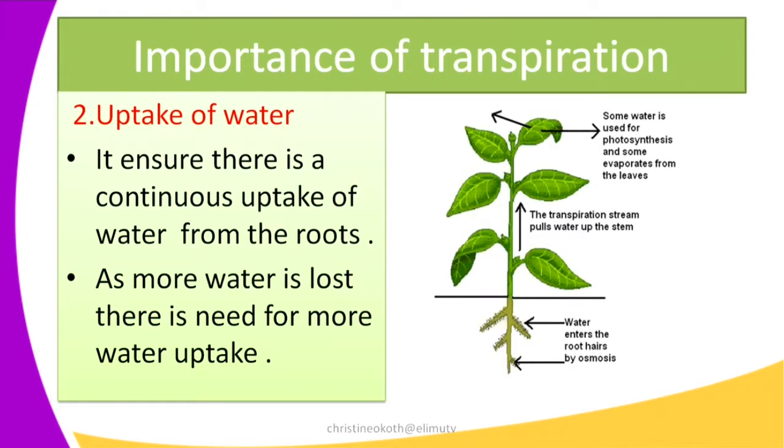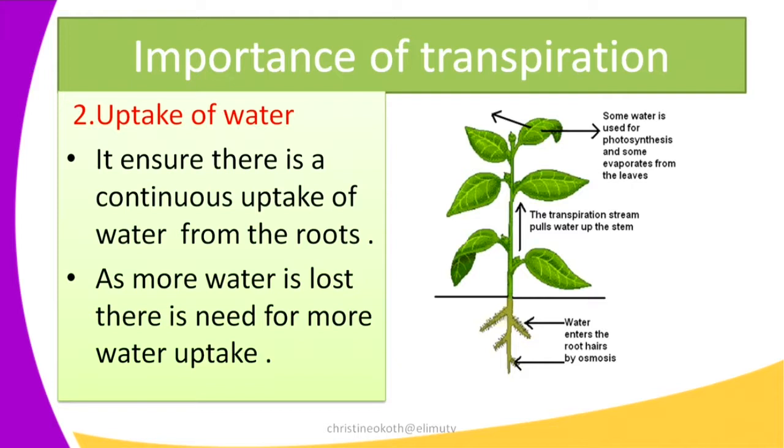Another importance of transpiration is in the uptake of water. It ensures there is a continuous uptake of water from the root. As more water is lost, there is need for more water uptake. So let us look at our illustration and try to explain this point. From the roots, the water will enter through the root hair cells, that is through osmosis. Then there will be a transpirational pull of water with the help of the xylem tissues. When the water reaches the surface of the leaves, that is where the evaporation will take place.